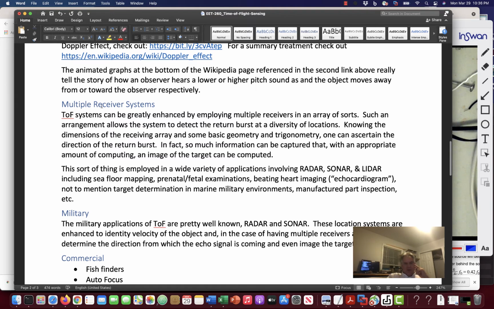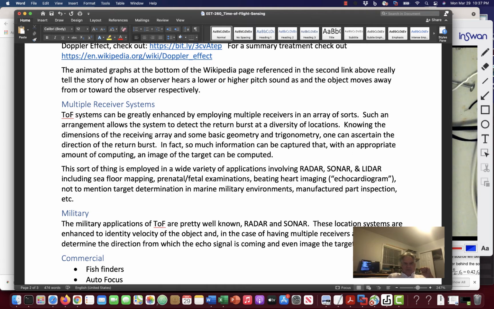Now, if you have a multiple receiver system, then time of flight systems can be greatly enhanced by employing multiple receivers in an array of sorts. Such an arrangement allows the system to detect the return burst at a diversity of locations. So now you've got all sorts of information because you hooked up a whole bunch of receivers and you detected the time interval for the return burst at each receiver.